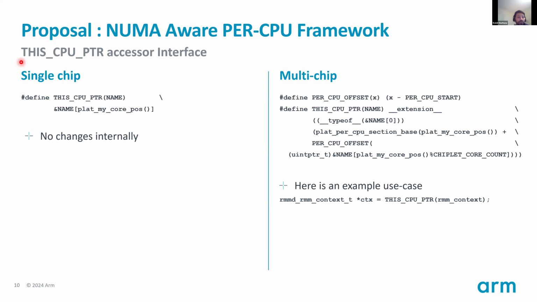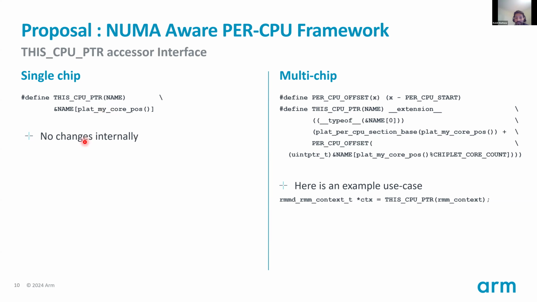Similar to the for CPU interface, we have the this CPU interface. So here it is the CPU pointer, which will return a pointer for the CPU in context, the per CPU variable for the CPU in context. So the way we use it is the CPU pointer and name, and internally pick up the CPU which is executing currently, and then it will return the address for that particular object.